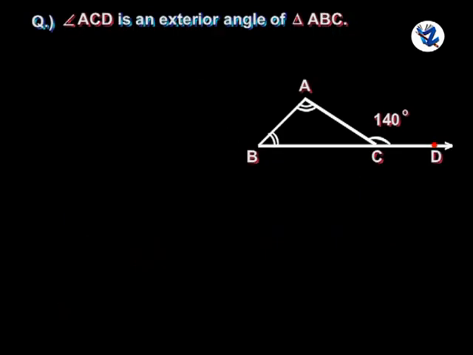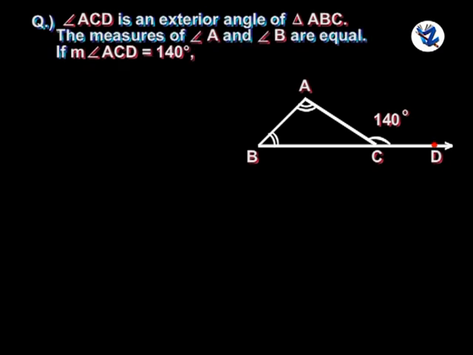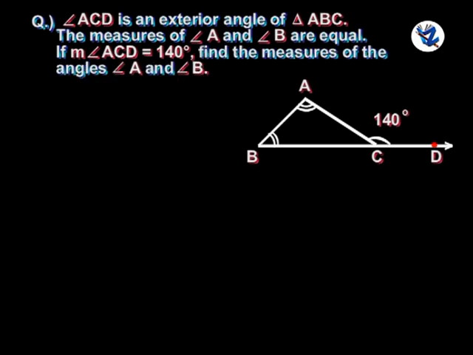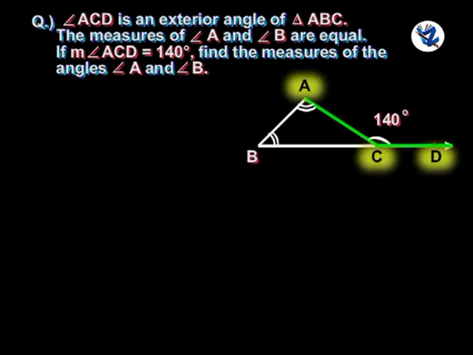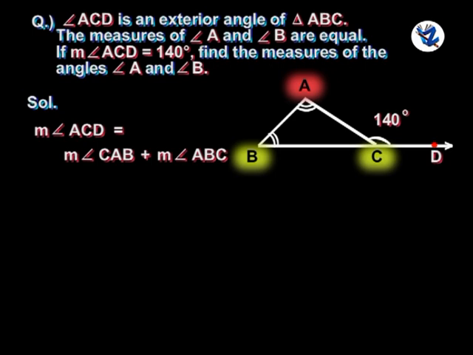Question: angle ACD is an exterior angle of triangle ABC. The measures of angle A and angle B are equal. If measure angle ACD is equal to 140 degrees, find the measures of the angles angle A and angle B. Angle ACD is the exterior angle of triangle ABC. Measure angle ACD is equal to measure angle CAB plus measure angle ABC.